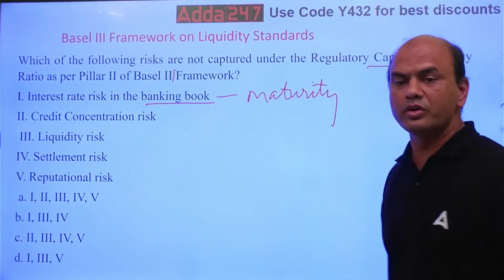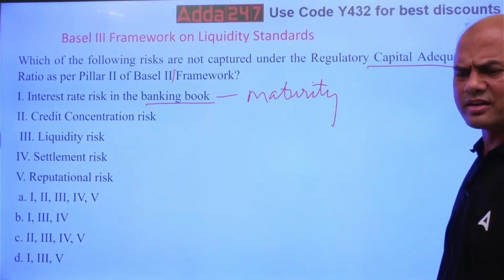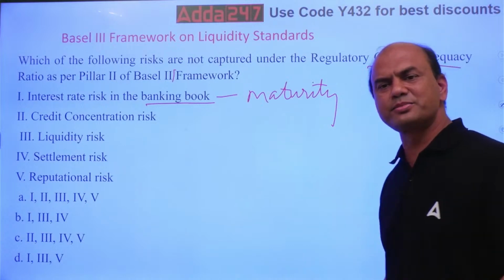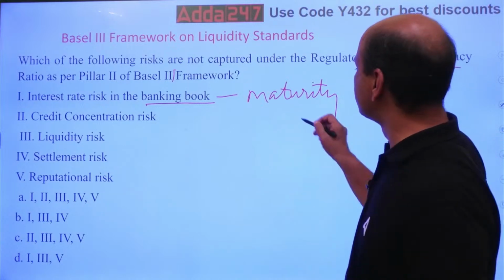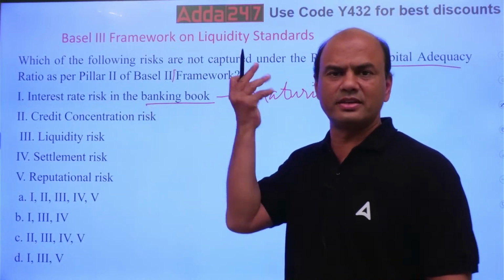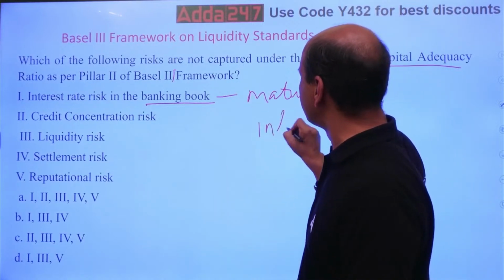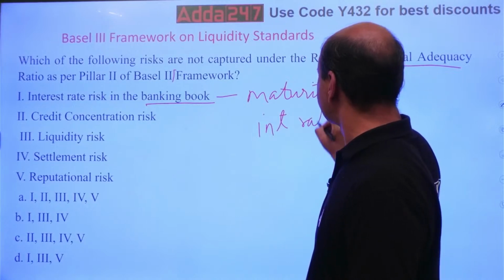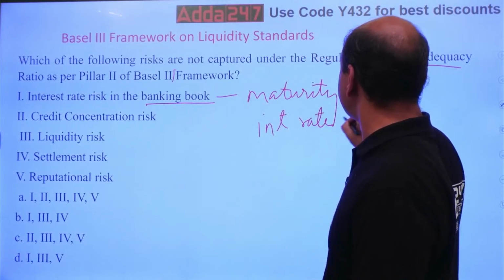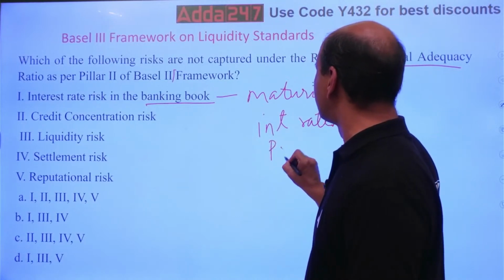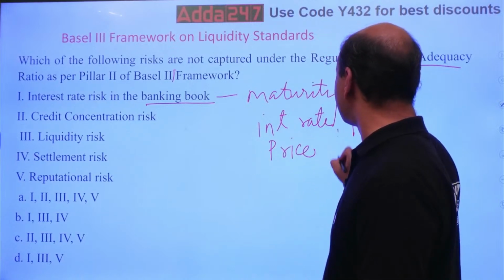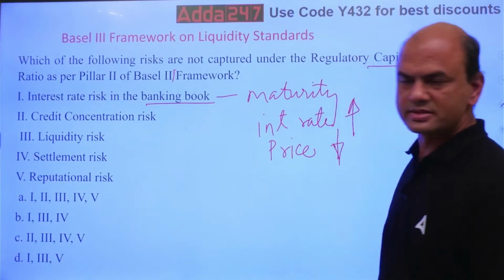So, if I am not going to sell the bonds, why should I have the interest rate risk? Because the interest rate risk means what? Okay, let's cover this. What is the interest rate risk? It means if interest rate goes up, your price of the bond will go down. This is known as interest rate risk.